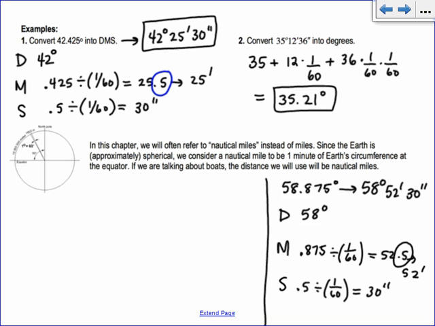Since the Earth is approximately spherical, this picture is not the best either. So since we have a sphere, we consider a nautical mile to be 1 minute of the Earth's circumference at the equator. So what was 1 minute? 1 out of 60 of a degree of that Earth's circumference. We take 1 minute of the Earth's circumference, and that ends up being a nautical mile. We're going to do this one time, and then you're just going to have the conversion factor, and I'll give you the conversion factor when we need it.